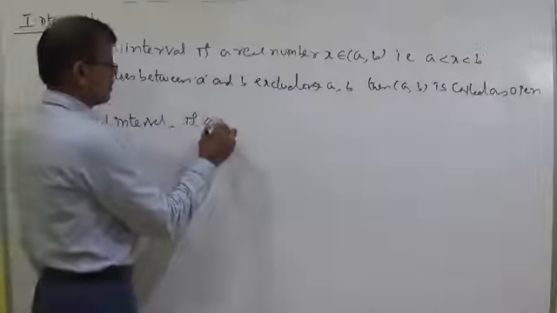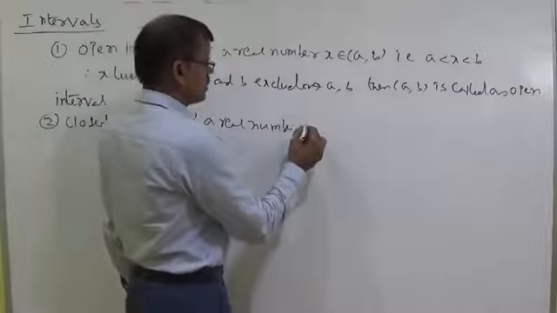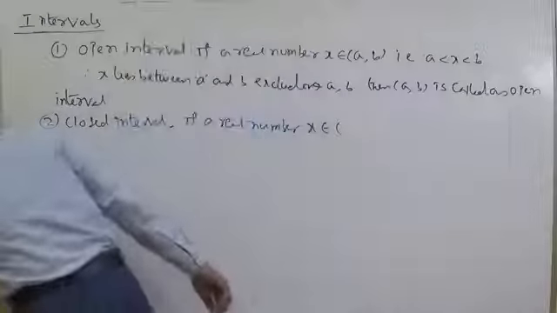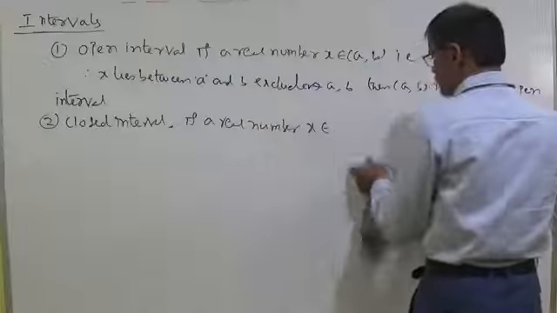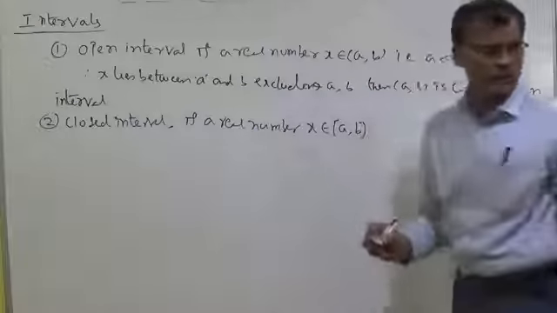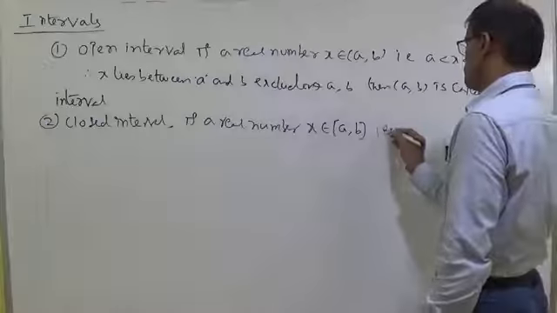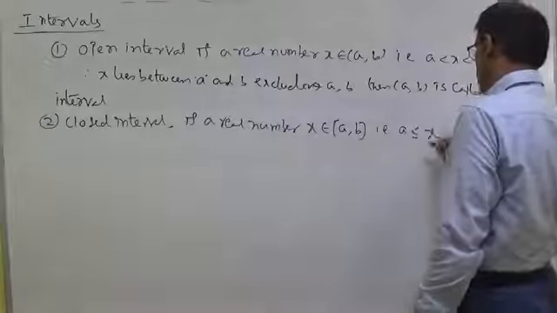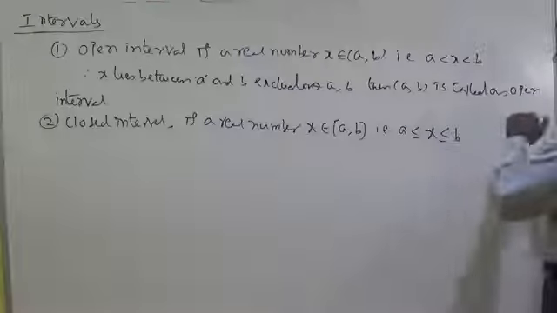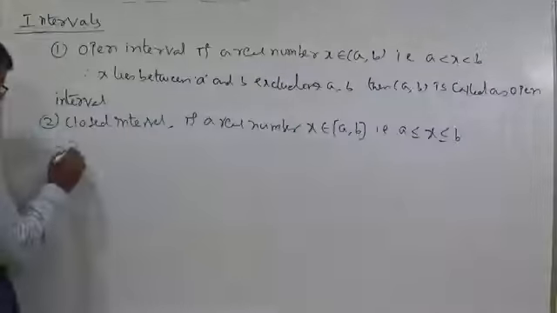If a real number x belongs to, you should write like this. It is called a square bracket or matrix bracket. x belongs to the closed interval [a, b]. If a real number x belongs to like this, that meaning is that a is less than or equal to x, less than or equal to b. Therefore, the notation you should say like this.